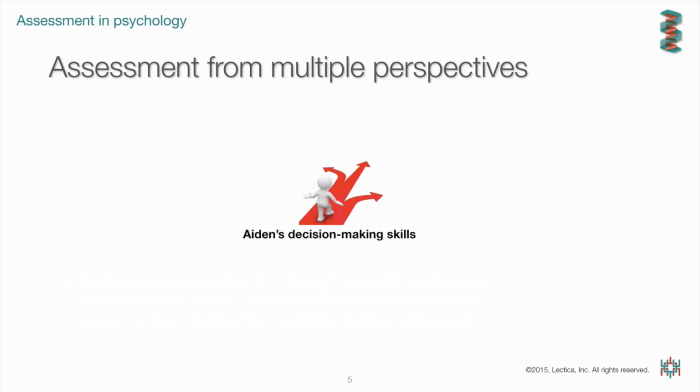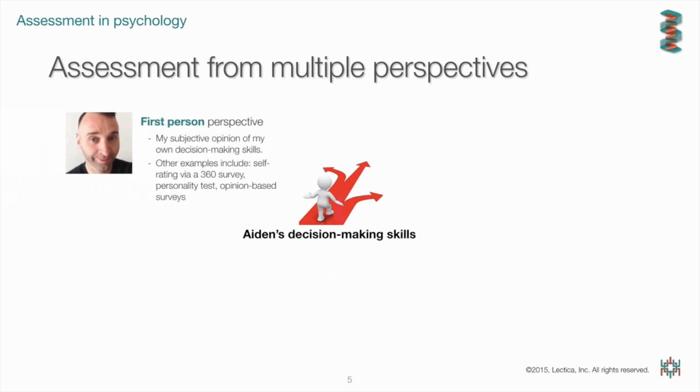I want to begin by exploring psychological assessment from multiple perspectives. Let's imagine that I'm involved in some complex initiative in which I need to have razor-sharp decision-making skills. My first step might be to assess my current level of skill. There are a number of ways I could go about doing this, each of which involves a different perspective. A first-person perspective would involve my subjective opinion of my own decision-making. For example, I could ask myself how good I am at decision-making when making decisions individually and collectively.